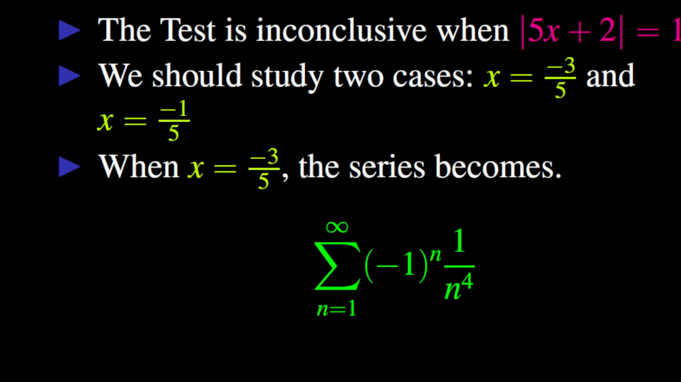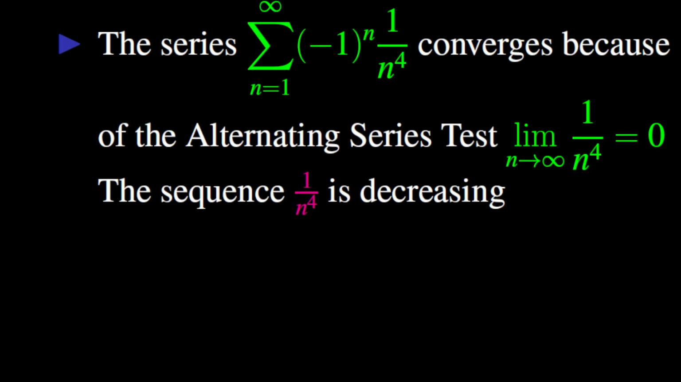When x is equal to -3 over 5, the series becomes an alternating series with terms (-1) to the power n times 1 over n to the power 4. We will now investigate if this new series converges or diverges. Using the alternating series test, the series converges because the limit as n goes to infinity of 1 over n to the power 4 is equal to 0, and the sequence 1 over n to the power 4 is obviously decreasing.